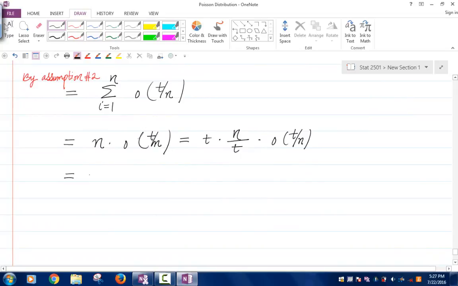This will be equal to, I'm going to keep t, and n over t I'm going to put below little o of t over n. So if I want to put n over t below little o of t over n, I have to write t over n. Make sure you understand that algebra. Let me explain that algebra. It's like saying if I have 2/3 times, let's say 5, and I'm writing it as 5 divided by 3/2.